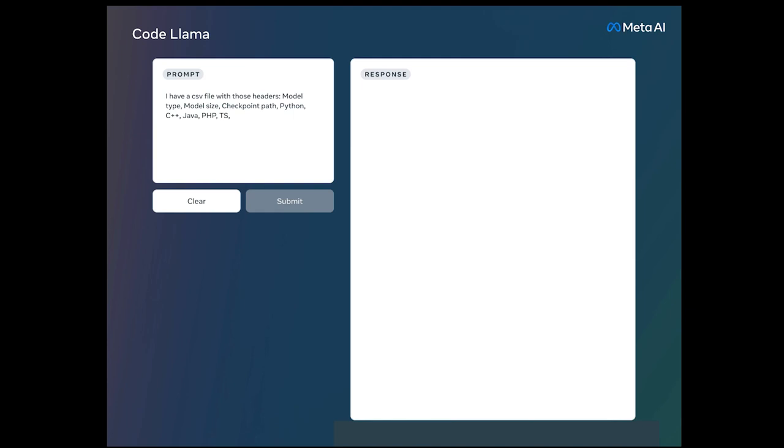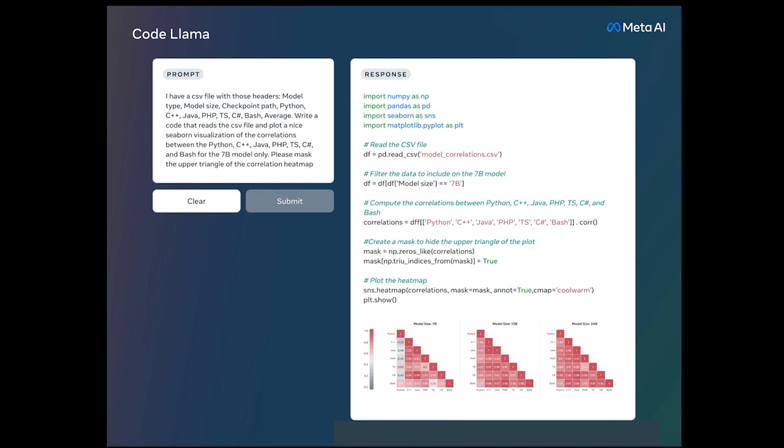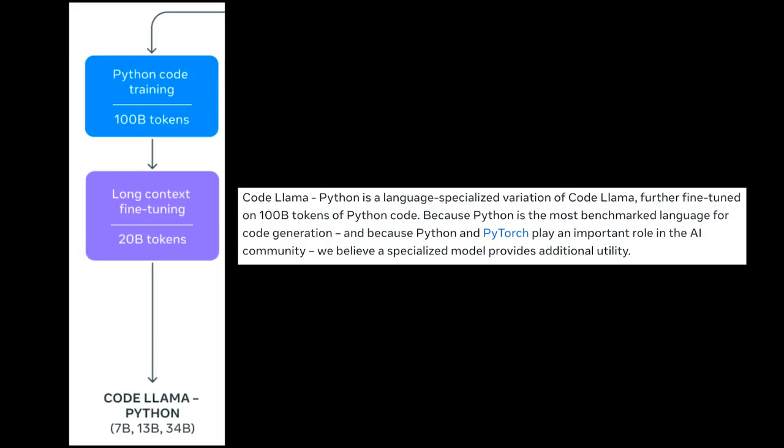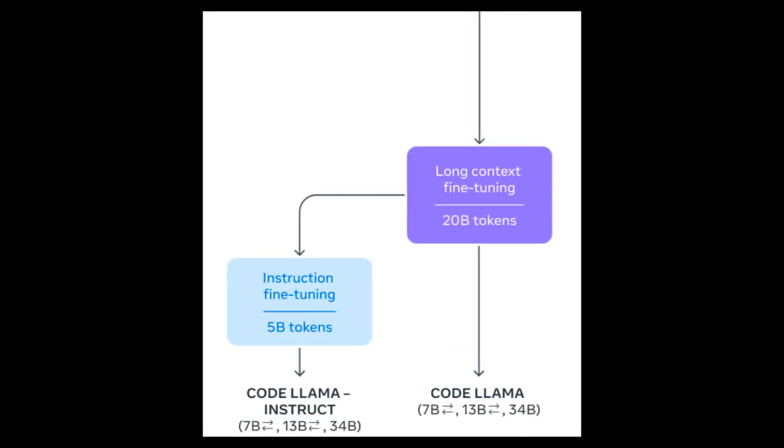The 7 billion and 13 billion models feature fill-in-the-middle, or FIM, capability for instant code completion. Code Llama Python is a fine-tuned model on 100 billion tokens of Python code, providing language-specific assistance. Code Llama Instruct excels at understanding user prompts by training on natural language instructions and expected outputs.